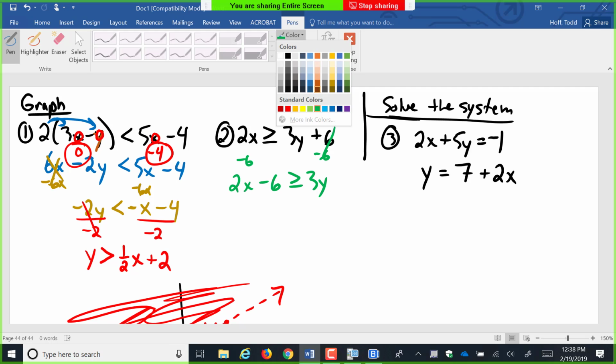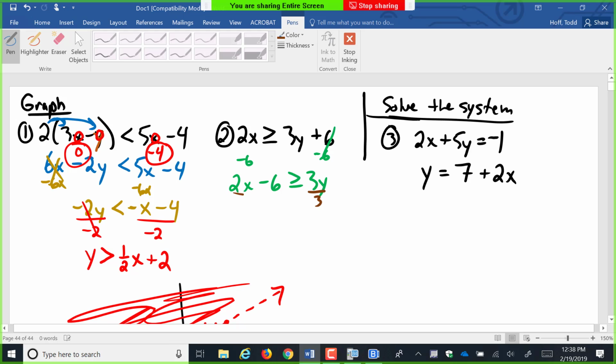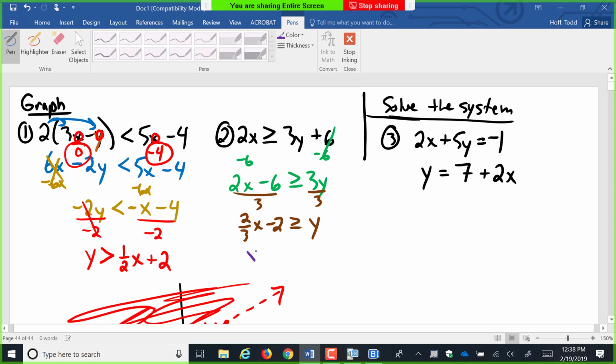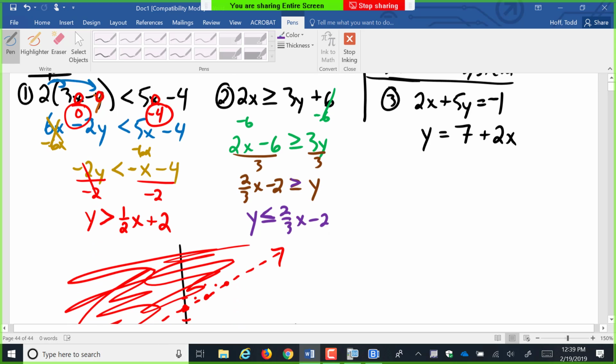Divide by 3. We're going to divide by 3. And we get? Perfect. Now, we don't like it in that form. We could do it in that form, but we should flip it to put the y first, and what does it become when we put y first? Less than or equal to 2 thirds x minus 2. Perfect. It was pointing at the y before, it still keeps pointing at the y once we flip it. So y is less than or equal to 2/3 x minus 2.